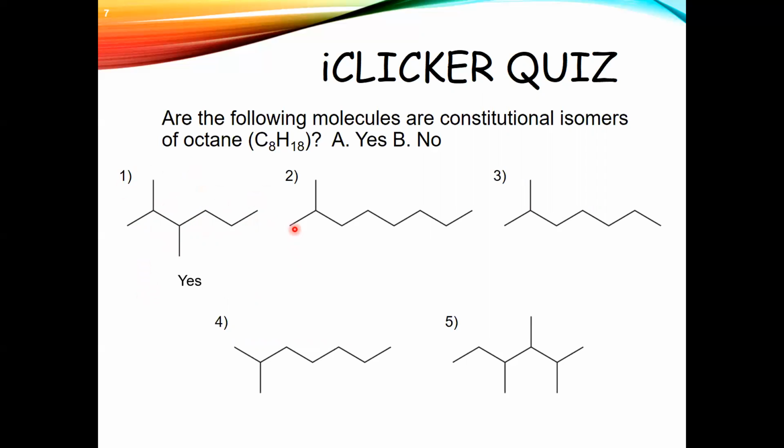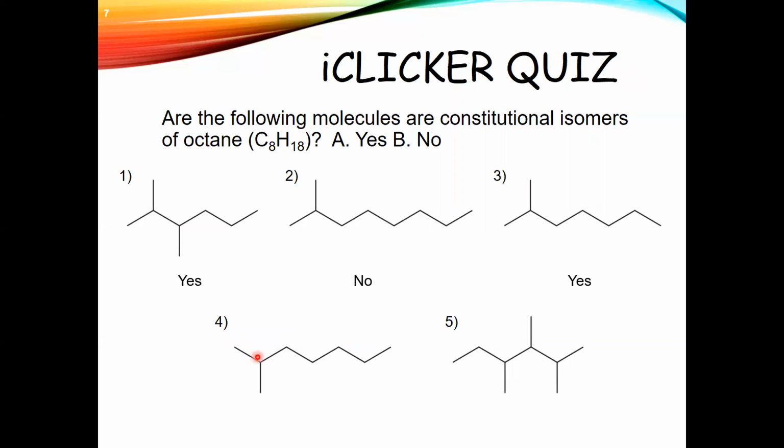So this next one, we have 1, 2, 3, 4, 5, 6, 7, 8, 9 carbons. So that is going to be a no. It has a different number of carbons, so it's got a different formula. It's not an isomer. This next one, we have 1, 2, 3, 4, 5, 6, 7, 8 carbons. That's a good start. And 18 hydrogens. So yes, this has 8 carbons, 18 hydrogens. So it's another structural isomer.